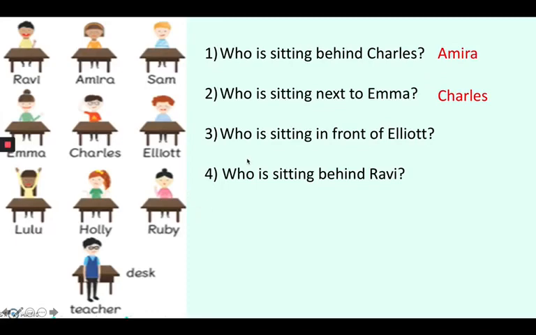Who is sitting in front of Elliot? It is Ruby. So there's Elliot and Ruby is in front of Elliot. And the last one, who is sitting behind Ravi? So there's Ravi. Who is sitting behind him? The answer is nobody. There's no one behind him because he's sitting at the back. Well done if you got all of those correct. That's really, really impressive.